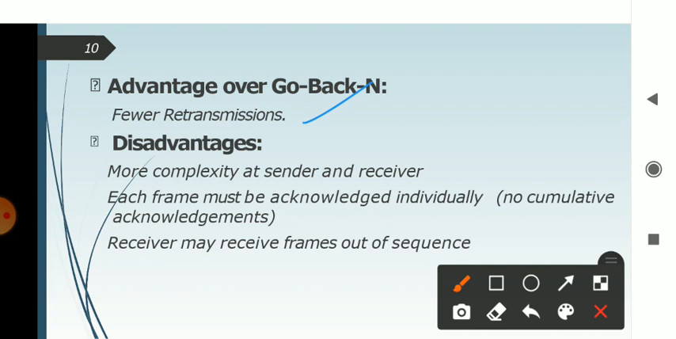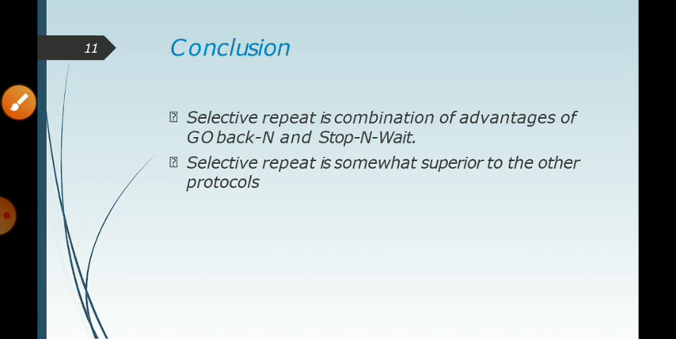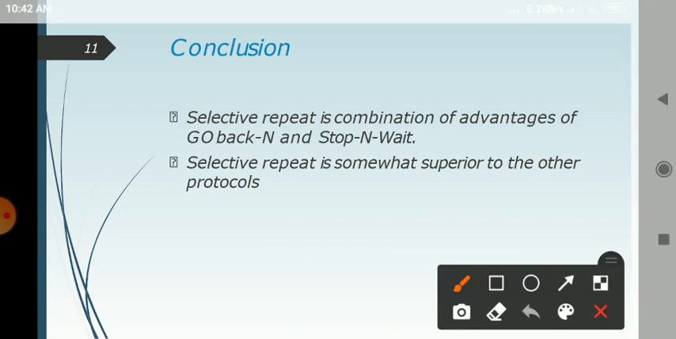The main disadvantage is that multiple frames can be sent at a time, so it is a little bit complex, and the acknowledgements must be sent one by one. All at a time the acknowledgement will not be received. One by one it will send the acknowledgement, and the sequence should be maintained in the receiver section until the frames are accepted. Then only can it be transmitted to the other end. That is the disadvantage: it cannot pass to the next layer without all the sequence frames being received.